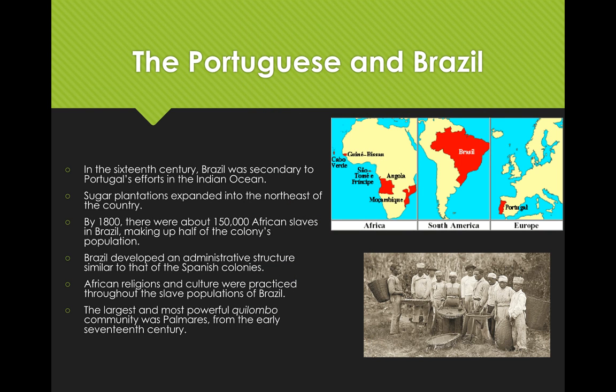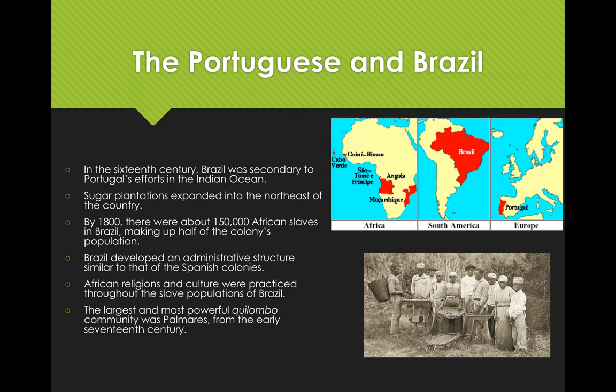So the Portuguese and Brazil. In the 16th century, Brazil was secondary to Portugal's efforts in the Indian Ocean. In the later 16th century, the Portuguese began to exploit Brazil more. Sugar plantations expanded into the northeast of the country.